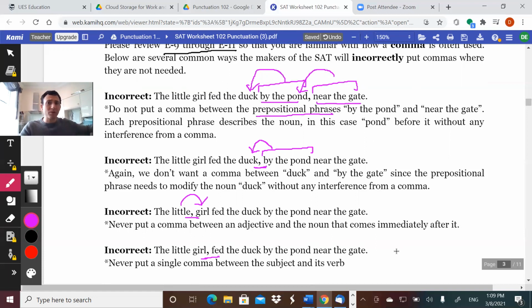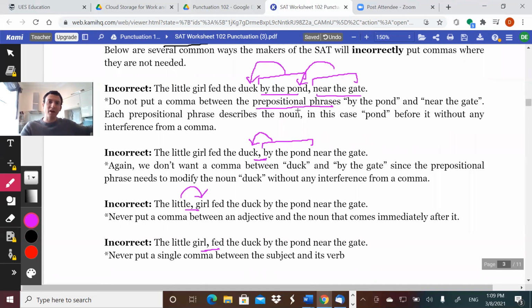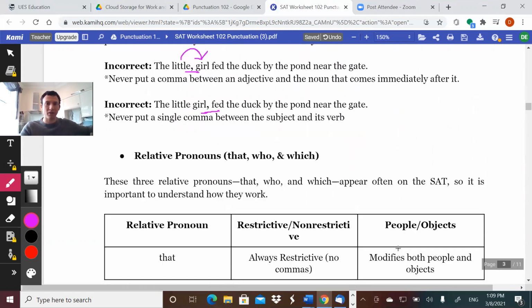So when you see a comma, just kind of say to yourself, is it actually serving a purpose, or is it just thrown in there randomly? And these are the 4 most common random ways that a comma will sabotage a sentence.